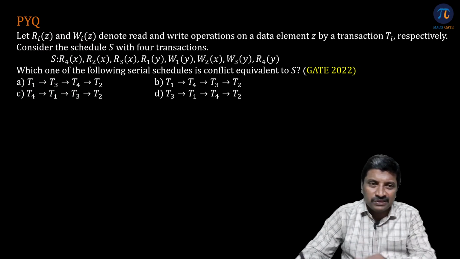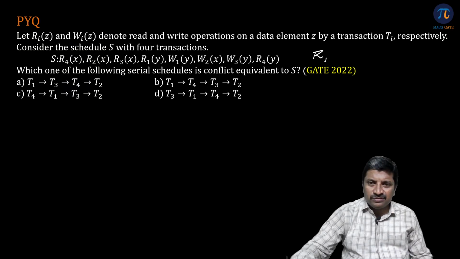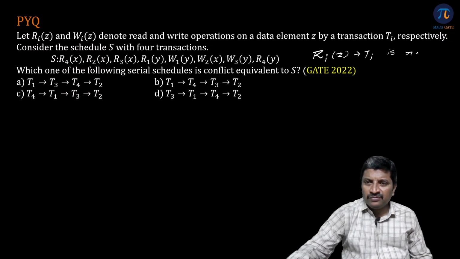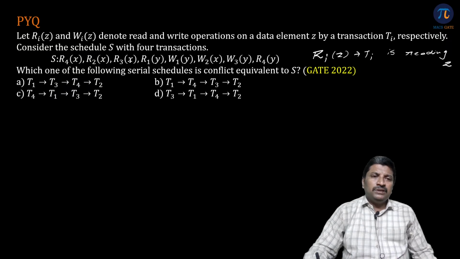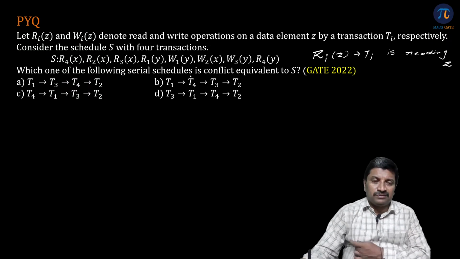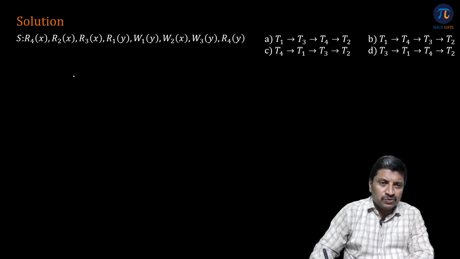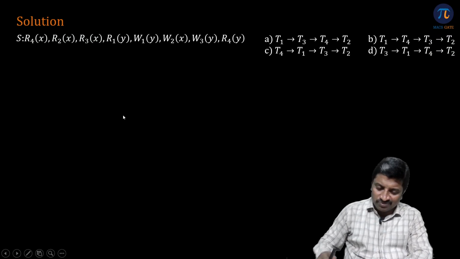Let us do one example on that. Ri of Z and Wi of Z. The meaning is Ti is reading Z. That's it. So consider the schedule with 4 transactions. Which one of the following serial schedules is conflict equivalent? So we need to form the graph and identify it. Let me write it here, sir. I think we need some space.